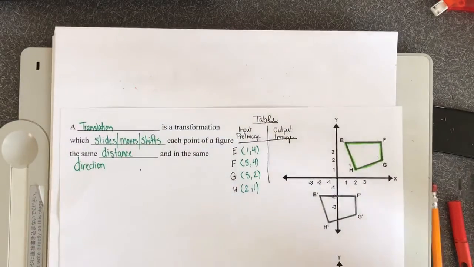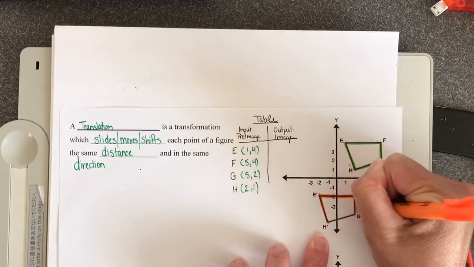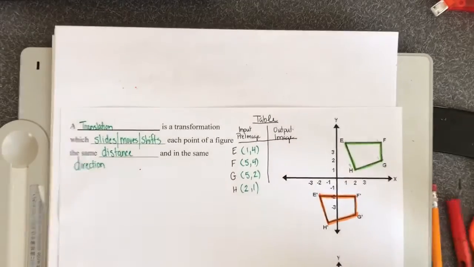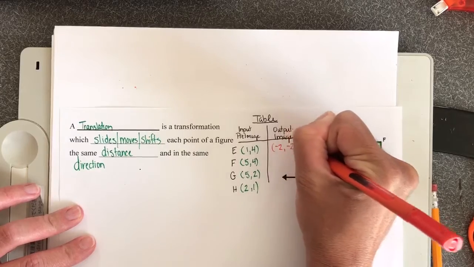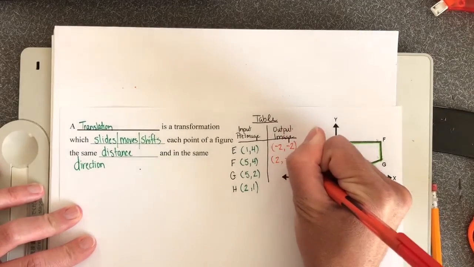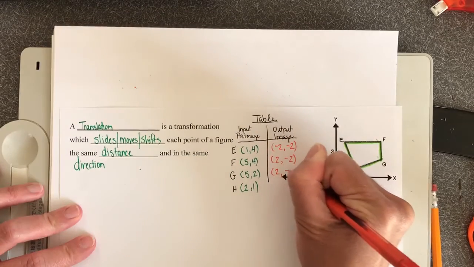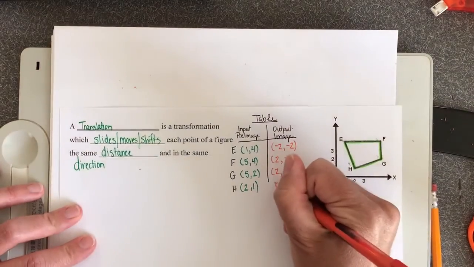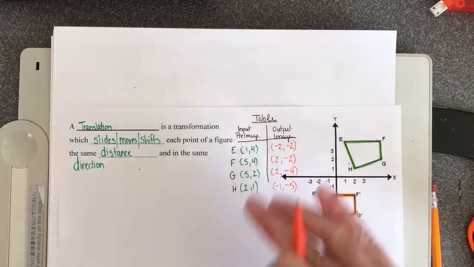So my image is the ones with the tick marks: E prime, F prime, H prime, and G prime. Now let's write down their locations. E prime is located at (-2, -2). F prime is located at (2, -2). G prime is (2, -4). And H prime is (-1, -5). So now I've got my graph, I have my table.